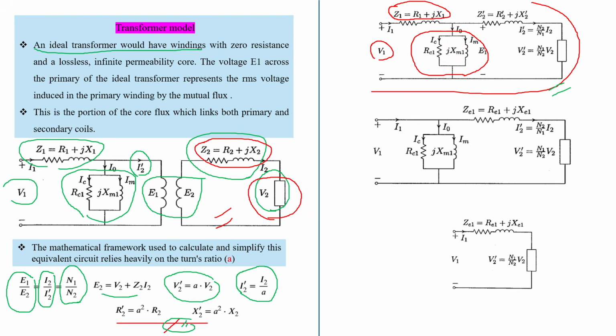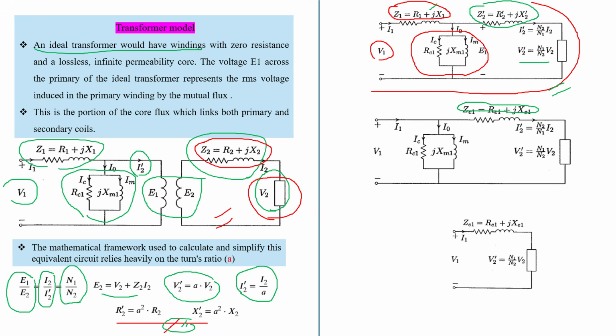Finally, we can move these parts to this side so that we have an equivalent impedance. The primary winding is there, and the secondary winding is referred by multiplying by the square of the transformation ratio. This current is obtained by dividing the current by the transformation ratio. This voltage is the terminal voltage, multiplied by the transformation ratio. So we can combine these and obtain Z equivalent. We can reduce the circuit.